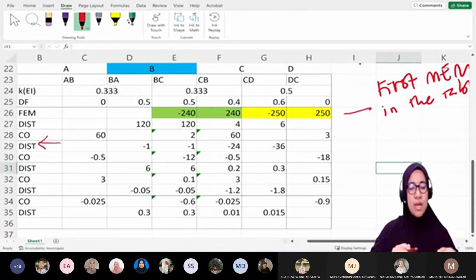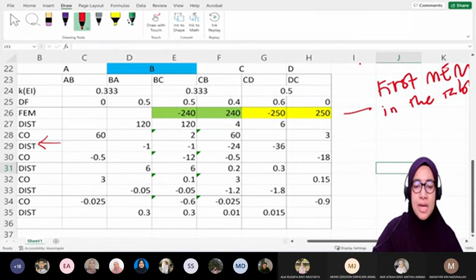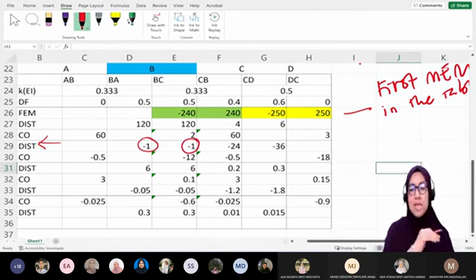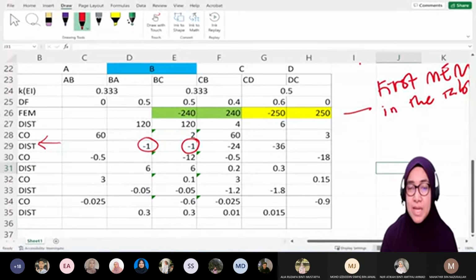Okay, distribution, carry over. Betul tak yang ni dapat 1, negative 1 and negative 1. It is negative 2 times with factor 0.5, we get negative 1, negative 1. Isn't it?